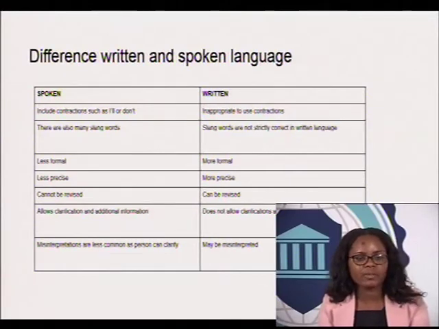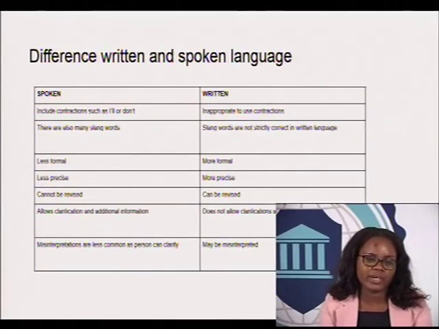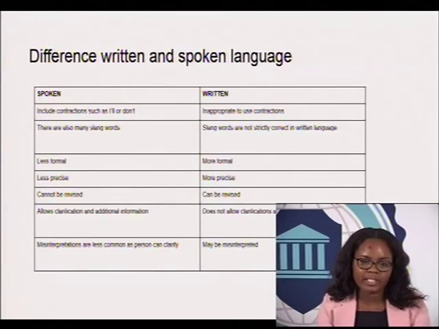Spoken language cannot be revised. Once you say something, you cannot really take it back because the words are gone already. But with written language, you can publish a book and still have an edition. So written language can be revised.